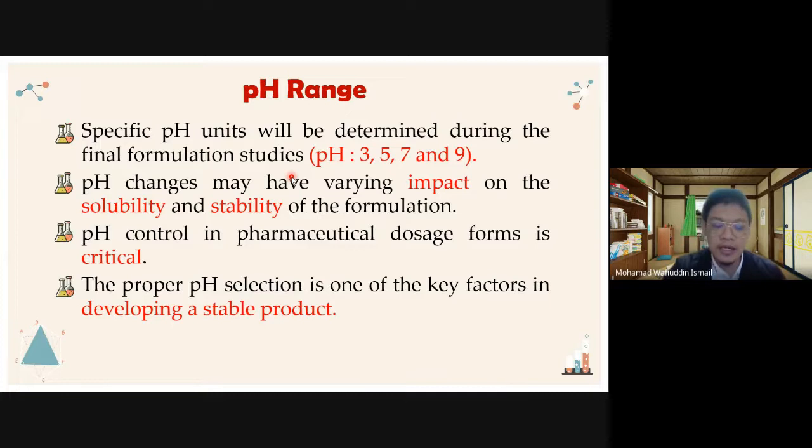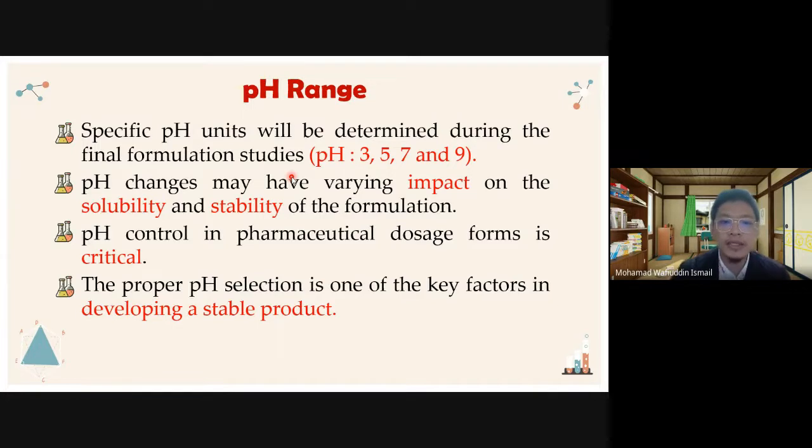Other than that, for example, maybe all the ingredients that we put within the formulation, our drug, our solvent, our preservative, our stabilizer, and so on, the formulation is still in acidic form, too acidic. So we put in some pH adjuster, and we change the pH until the formulation has an acceptable pH. So that's why it must be determined during the final formulation. We can adjust the final pH during the final stages of our formulation.